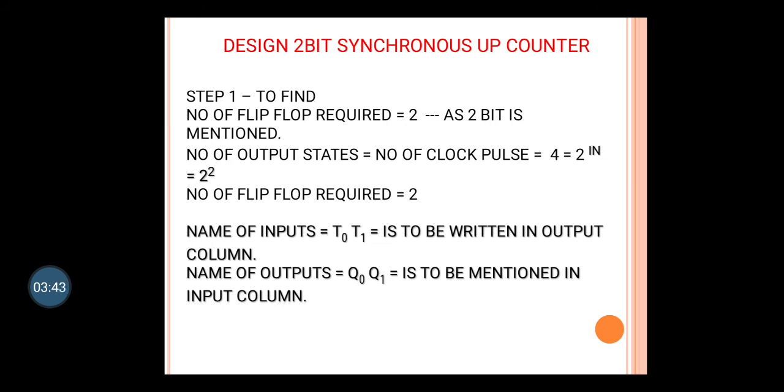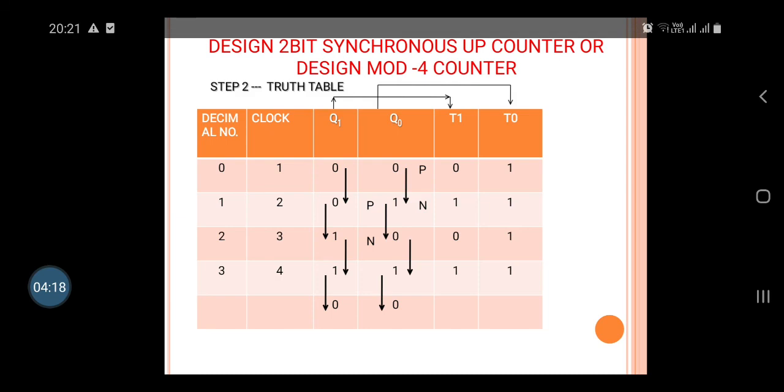The very first thing is to find the number of flip-flops. Since it is given as only 2-bit, the number of flip-flops is equal to 2. Now the number of outputs and number of clock pulses is equal to 4, that is 2 raised to 2. Name of inputs T0, T1, and name of outputs Q0, Q1. Now you have to remember that the names of the inputs are to be written in the output column, and the names of the outputs are to be written in the input column of the truth table. So here you can see the next step is the truth table.